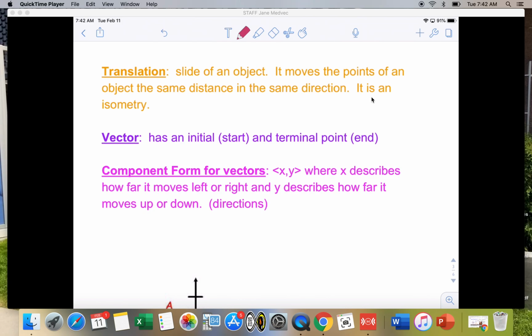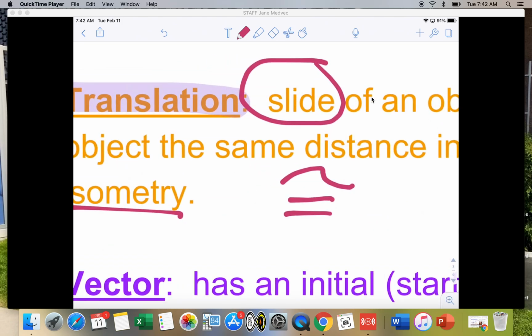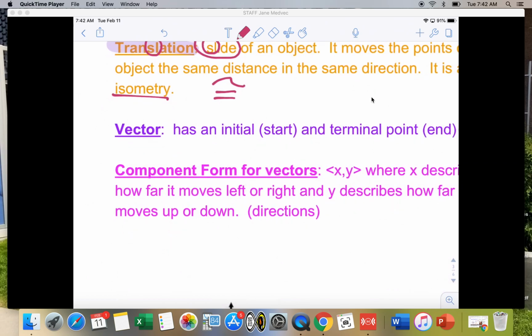So translation is the slide of an object, and that's the key part. It's a slide of an object, and it moves the points of the object the same distance in the same direction. It's an isometry, so those figures will be congruent. Some students get kind of confused with this. If you think of slide has SL in it and translation has SL in it, that might help you remember that all the translation is, is a slide.